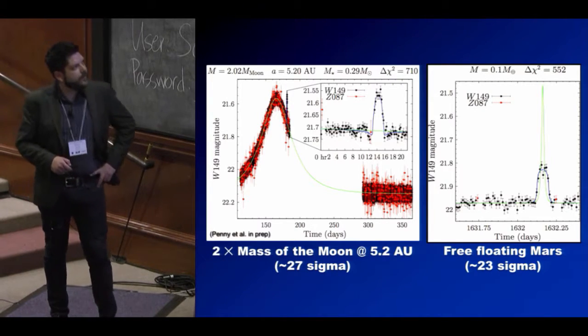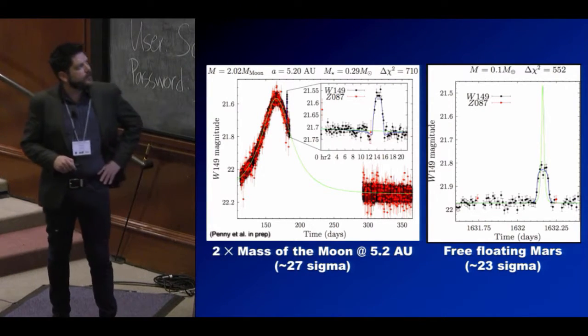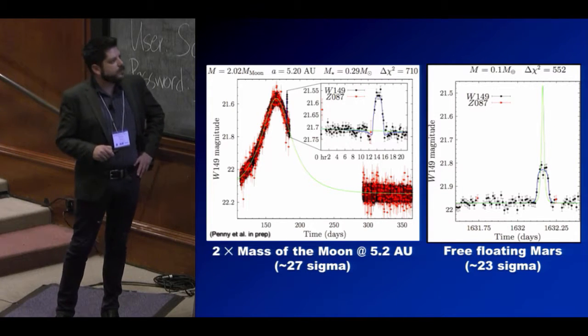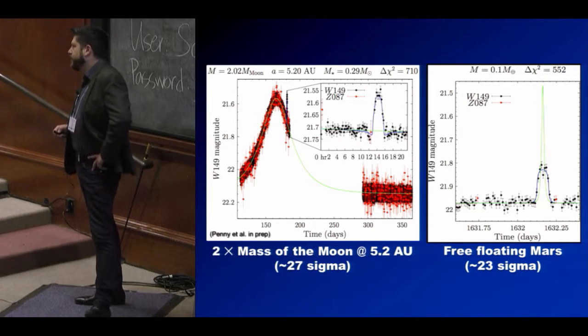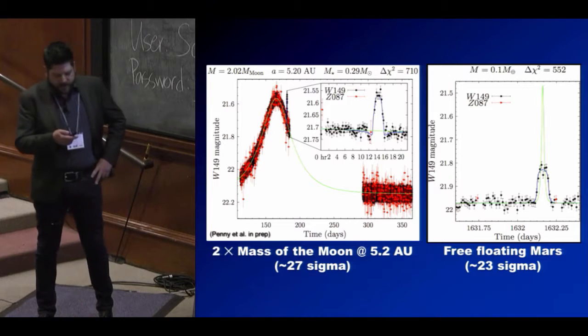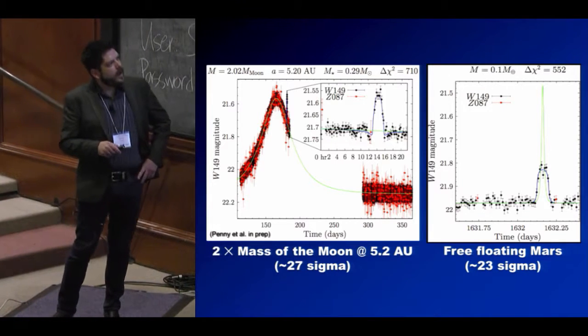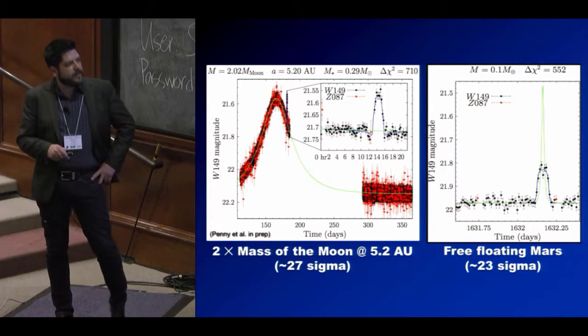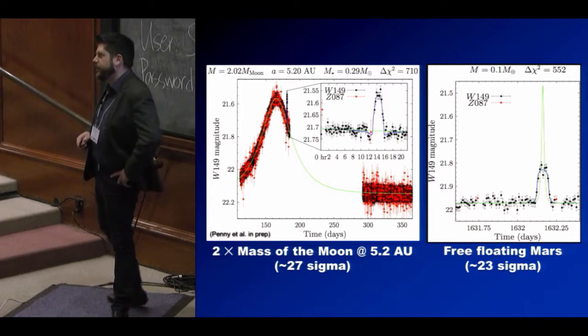Okay, so here are two simulated detections from WFIRST. This is something which is twice the mass of the moon, or roughly the mass of Ganymede. This is a 27 sigma detection. And this is a free-floating Mars mass planet. This is a 23 sigma detection.